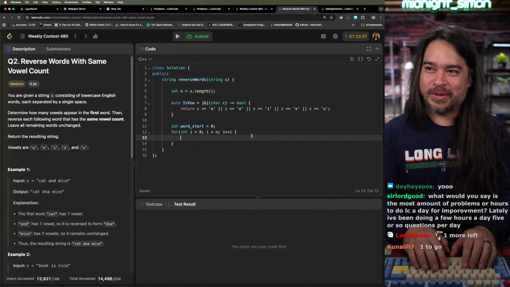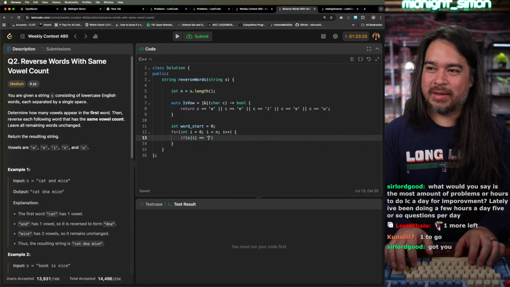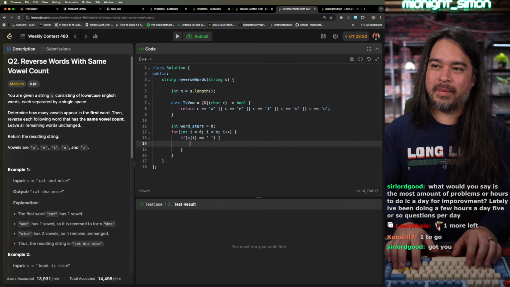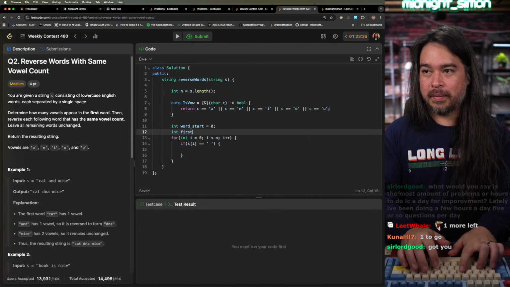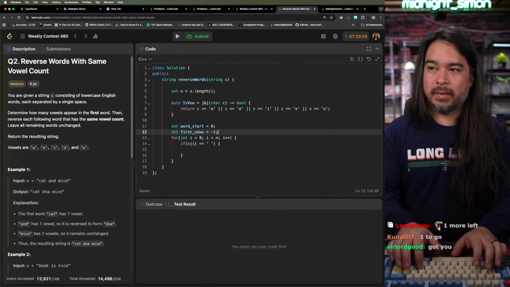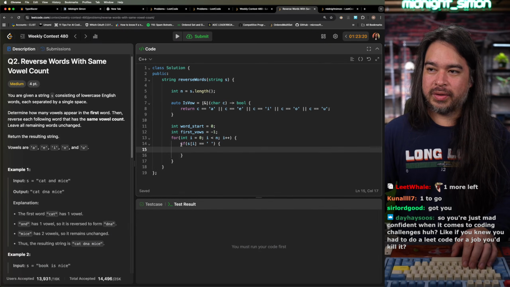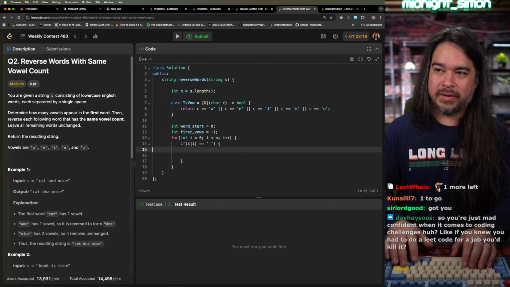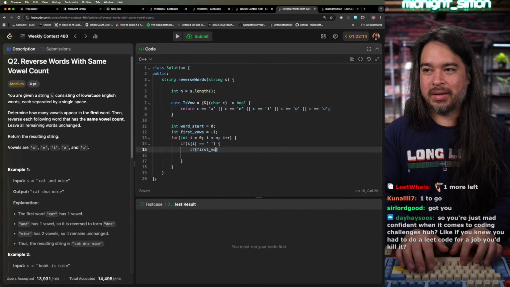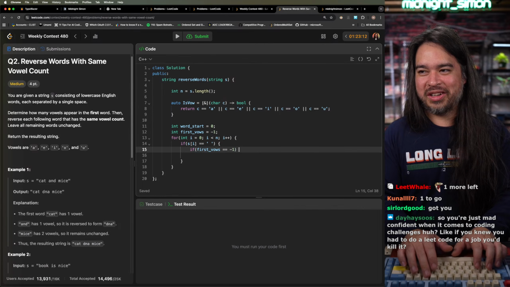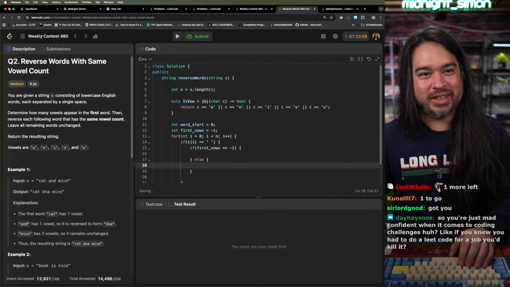All right, so we're saying if this current character is a space, then we got to reverse or whatever. So if it's a space, we're gonna check one thing though at least. This is a little ugly. It's like some of the ugliest code. Anyways.